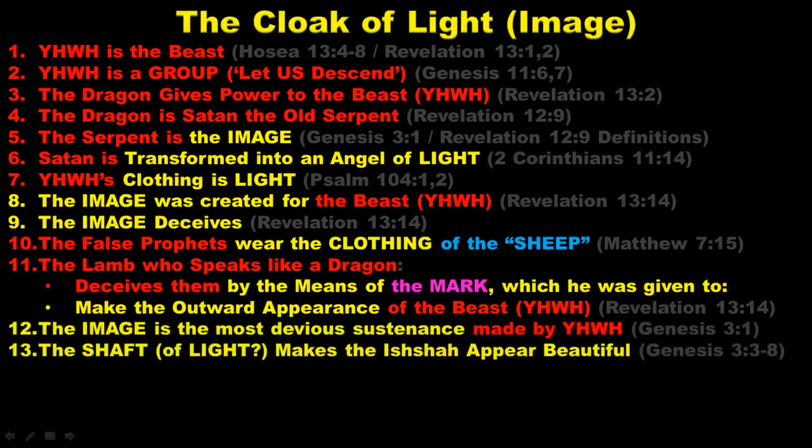And now in Genesis 3, we're told the image is the most devious sustenance made by the Yahweh, and the shaft makes the Isha appear beautiful. Well, the word shaft is often used as a reference to a light beam. So these are all scriptural confirmations that this is truly what the image is. It's a cloak of light, a disguise for the Yahweh and the Isha.